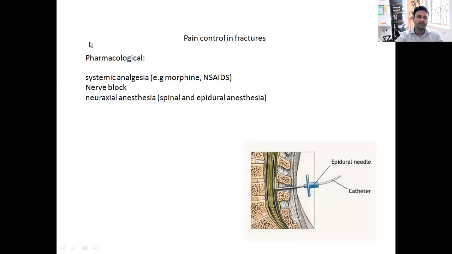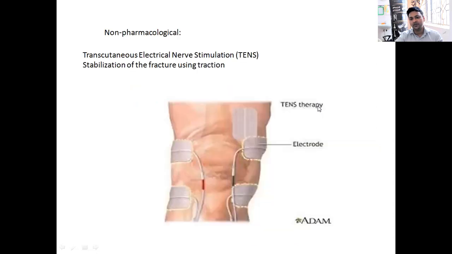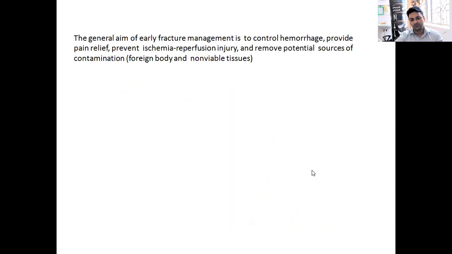Pain control in fractures. The pharmacological approach is systemic analgesia, which is morphine and NSAIDs. Nerve block and neuraxial anesthesia, spinal or epidural anesthesia, can also provide pain relief. Non-pharmacological methods of treatment are transcutaneous electrical nerve stimulation, also called TENS, and stabilization of the fracture using traction. The general aim of early fracture management is to control hemorrhage, provide pain relief, prevent ischemia and reperfusion injury, and remove potential sources of contamination.